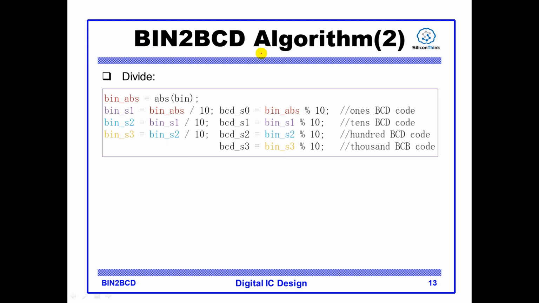Okay, and let's look at algorithm 2. In this algorithm, I want to use a divider to implement this function. First, I also calculate the absolute value. Then I use a divider to get the remainder and the quotient. This is the divider by 10. This is the remainder and this is the quotient, and the remainder here should be the BCD code of ones.